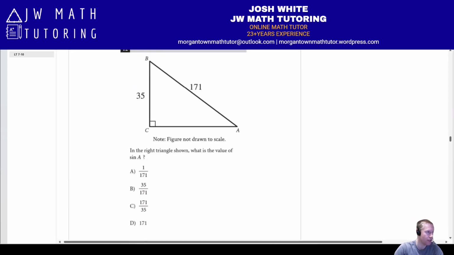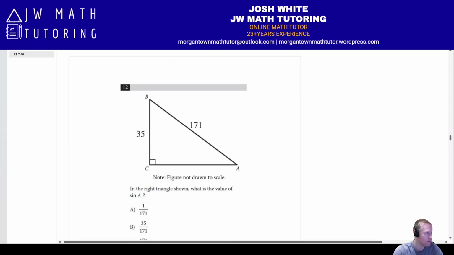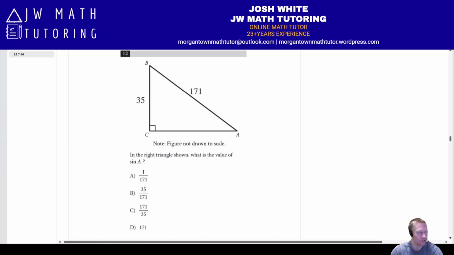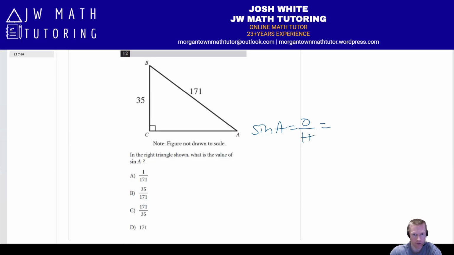Lastly, you have a right triangle. This is number 12. In this right triangle, they want to know what the value of sine A is. Well, this is straightforward: sine A is equal to opposite over hypotenuse. The opposite side is 35. The hypotenuse is 171. The correct answer is letter B, 35 over 171. That's it. There's no other work. You don't have to find the unknown third side AC. Just plug in the 2 values you're given and get the answer.